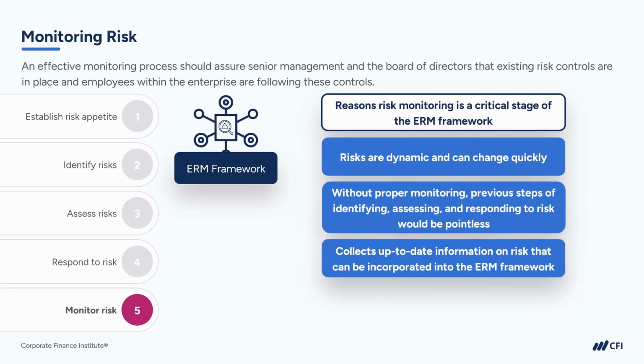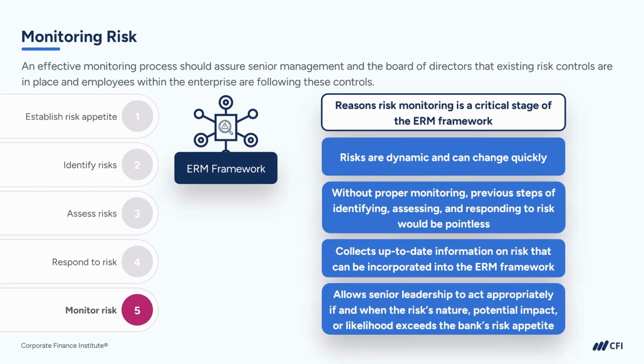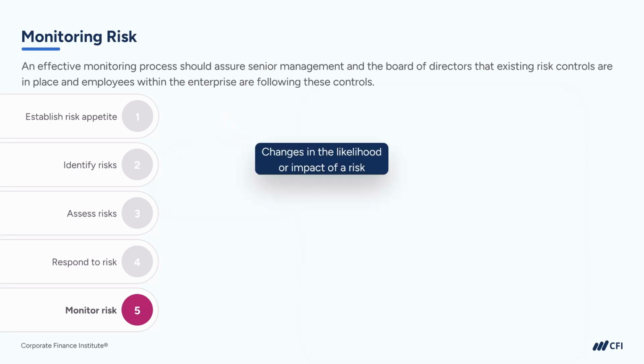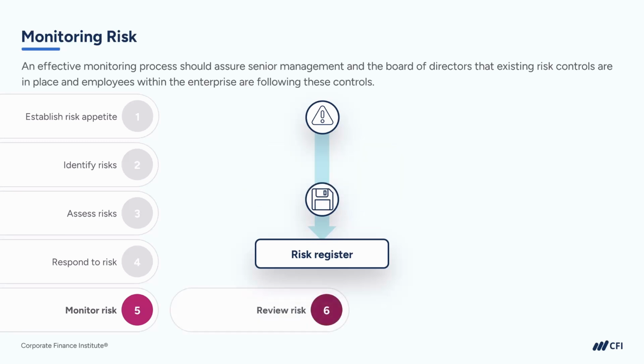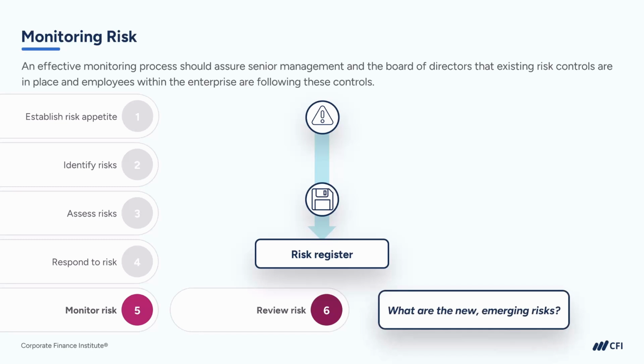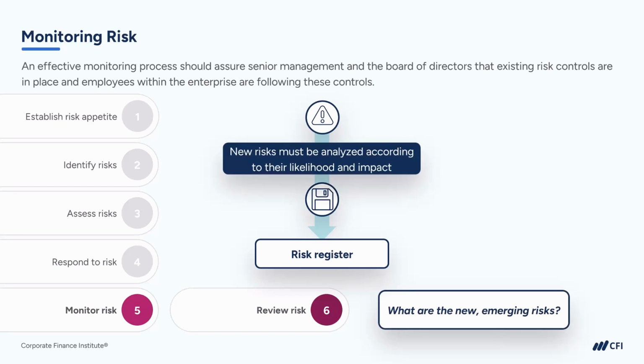Risk monitoring collects up-to-date information on risk that can be incorporated into the ERM framework. Risk monitoring allows senior leadership to act appropriately if and when the risk nature, potential impact, or likelihood exceeds the bank's appetite for that risk. Any changes in the likelihood or impact of a risk should be updated in the bank's risk register. Related to monitoring risk is the process of reviewing risk. Reviewing risk answers another question: what are the new emerging risks? New risks must be analysed according to their likelihood and impact and recorded in the risk register.